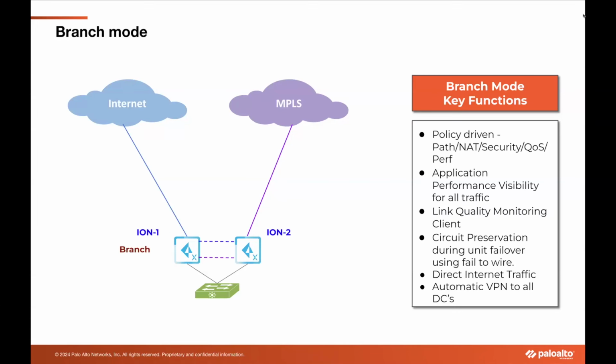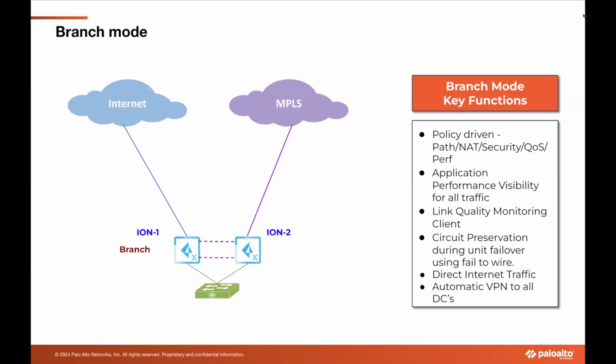Next is one of the core foundational components of Prisma SD-WAN, which is the application performance visibility. So it includes both TCP applications and SaaS, as well as real-time media applications, Zoom, RTP, and so forth. So all that goodness of application visibility, which gets rolled into path selection as well, is a key function of the branch.